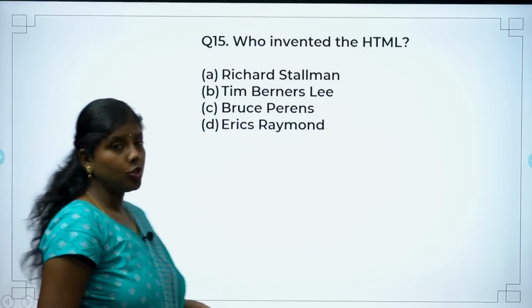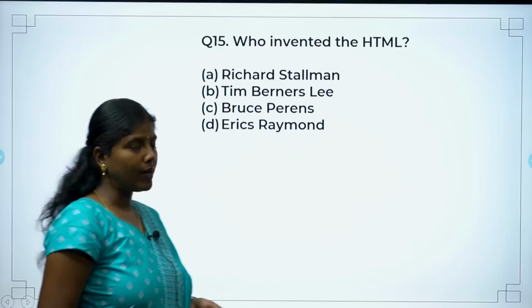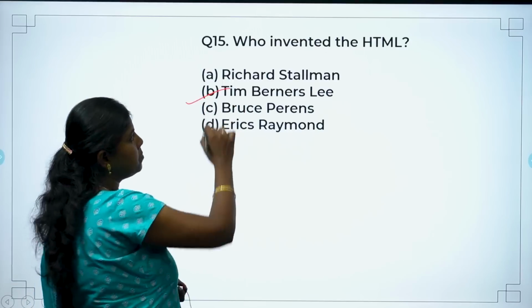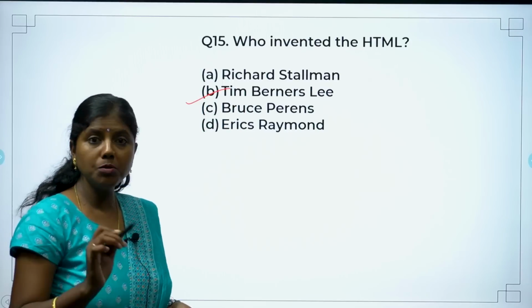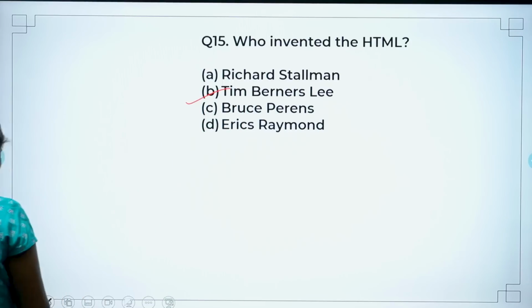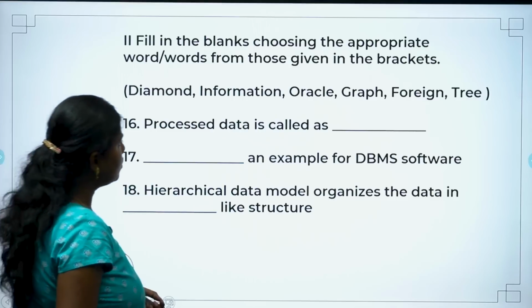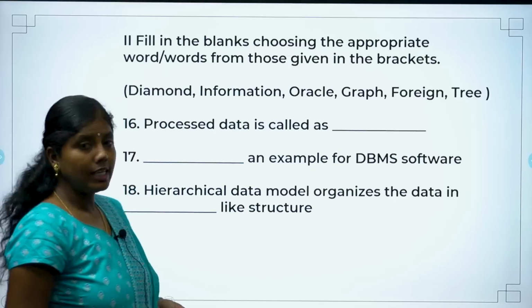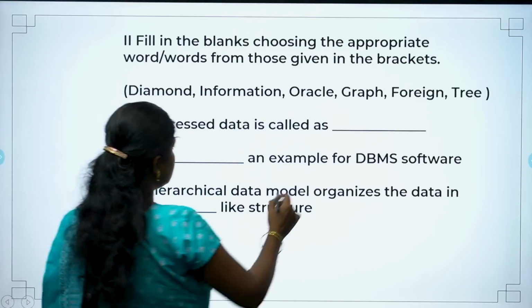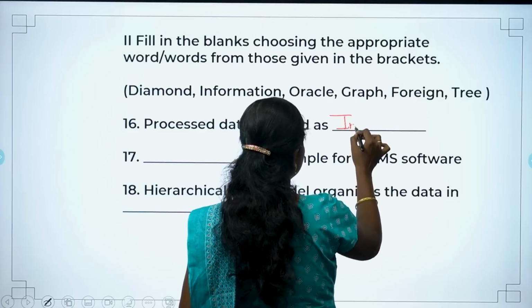Who invented HTML? HTML is hypertext markup language, invented by Tim Berners-Lee. We'll go to the fill in the blanks now. Processed data is called what? Processed data is called information.